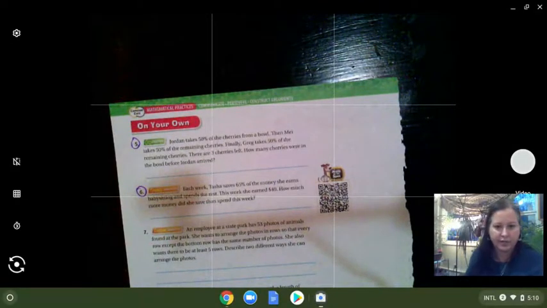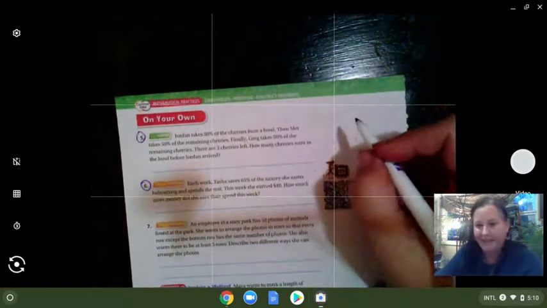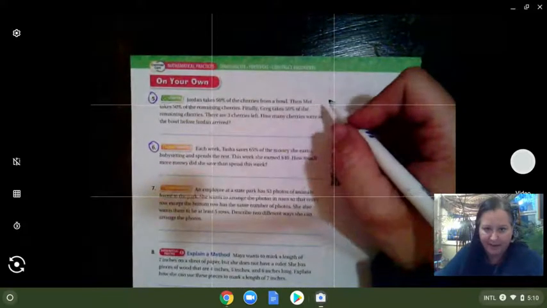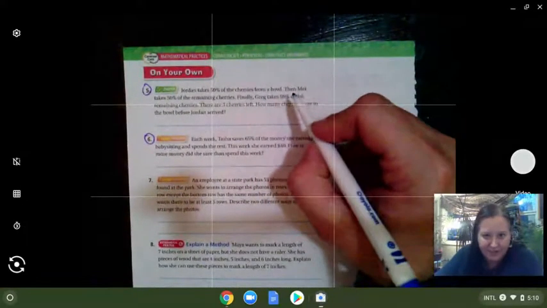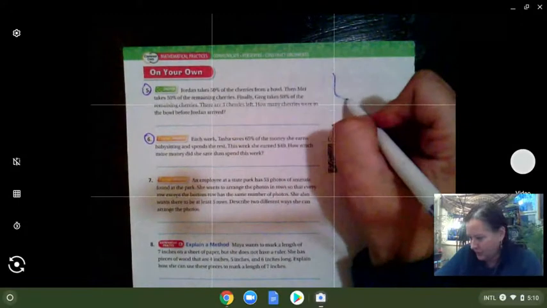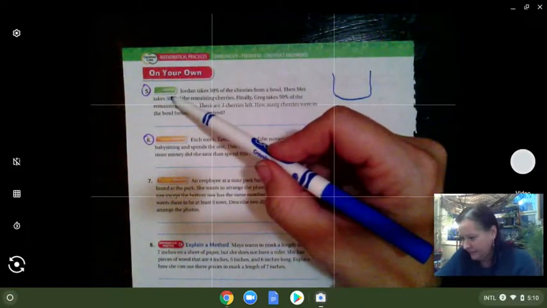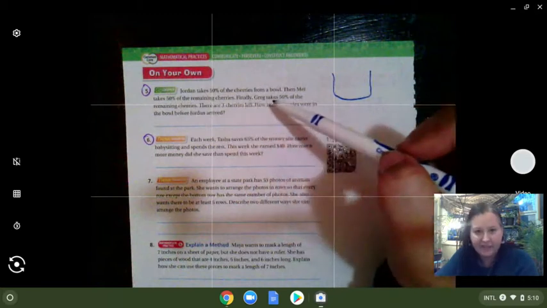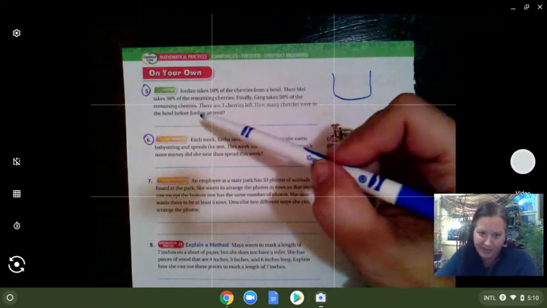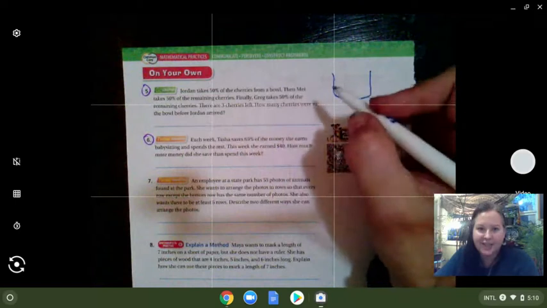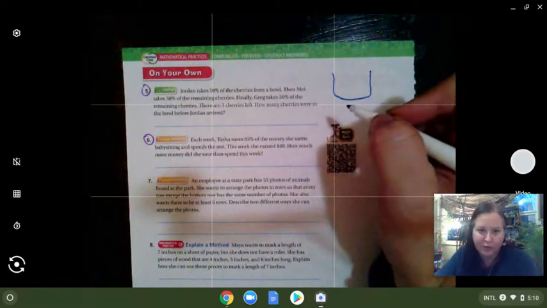This one says, Jordan takes 50% of the cherries from the bowl. And this one I can guarantee is on the assignment today. And it's a little bit complicated because you have to work backwards. Jordan takes 50% of cherries from the bowl. So we have a bowl of cherries. Then Mia takes 50% of the remaining cherries. Finally, Greg takes 50% of those remaining cherries. There are 3 cherries left. How many cherries were in the bowl before Jordan arrived?